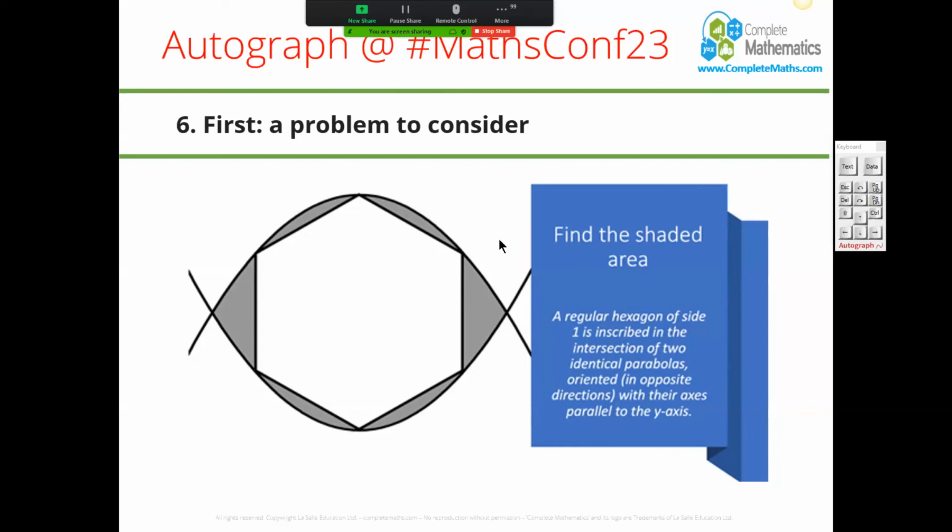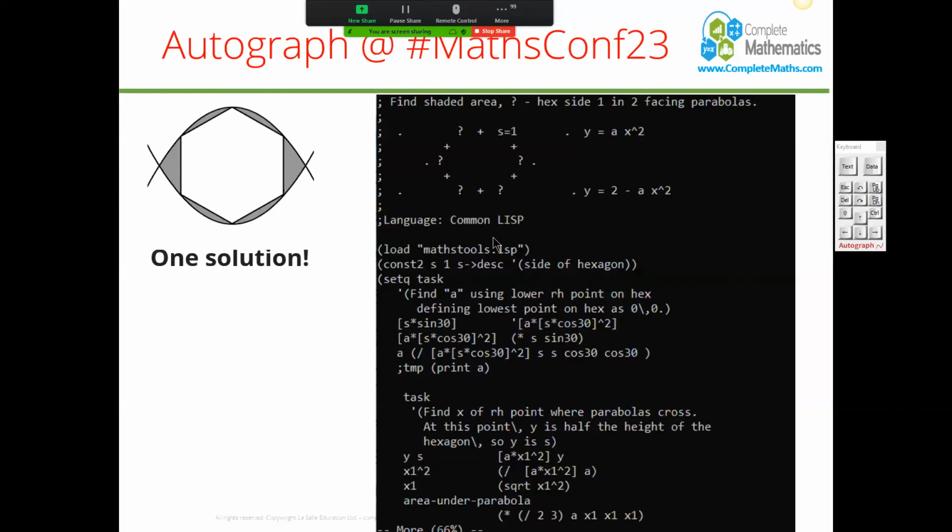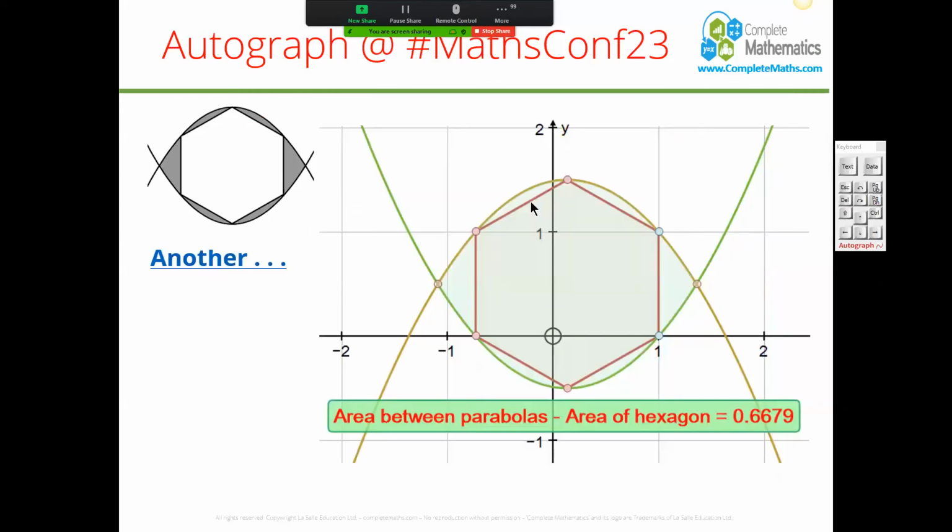And just a final thought. There's a lovely problem that was set recently on Twitter. And that was one solution. And let me tell you that there's a much neater one, and that's done in about 10 seconds. So it's a good example, I think, of Autograph playing ball beautifully.